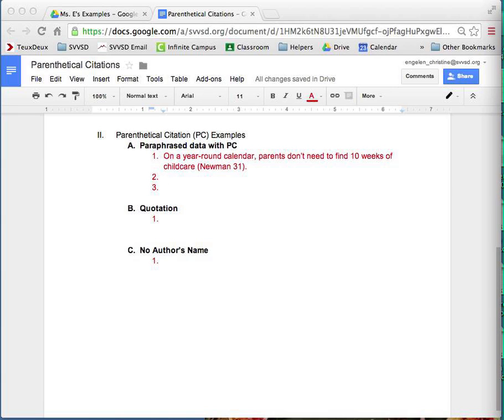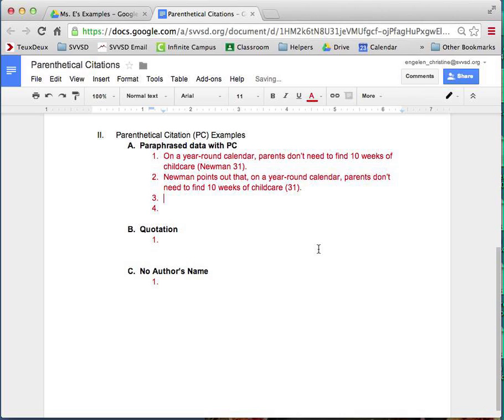But I told you that if the author's name appears in the sentence, then you don't need a parenthetical that includes the author's name. You just need one that includes the page number. And so that's what that looks like. Okay? I have changed the sentence and now it says Newman points out that on a year-round calendar, parents don't need to find 10 weeks of childcare. Again, I have a space after childcare. Then I have my parenthetical, which contains only the page number. I don't need the author's name because the author's name is in the sentence. And then I close the parentheses and I punctuate the sentence with a period after.